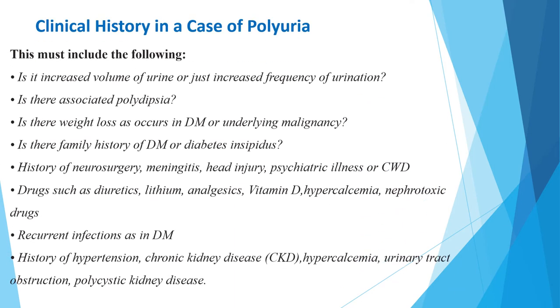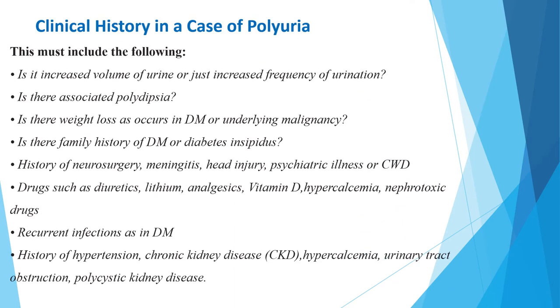When we encounter such patients, we should ask the following in our history. Is it increased volume of urine or just increased frequency of urination? Is there associated polydipsia? Is there weight loss? Is there a family history of DM or diabetes insipidus? Any history of neurosurgery, meningitis, head injury or psychiatric illness? Any history of drug use such as diuretics, lithium, analgesics, vitamin D, and nephrotoxic drugs? Any history of recurrent infection as in DM? And also history of hypertension, CKD, hypercalcemia, urinary tract obstruction and polycystic kidney disease.